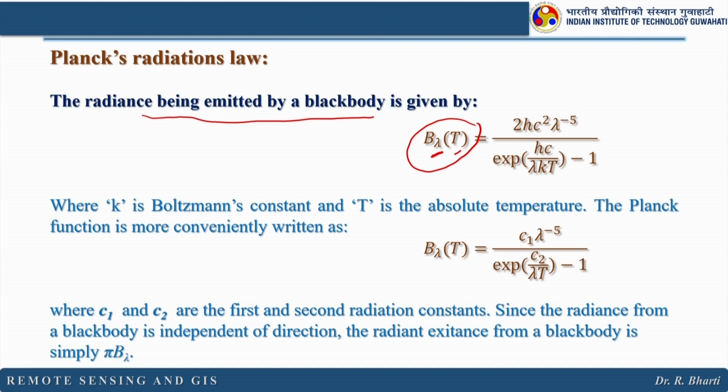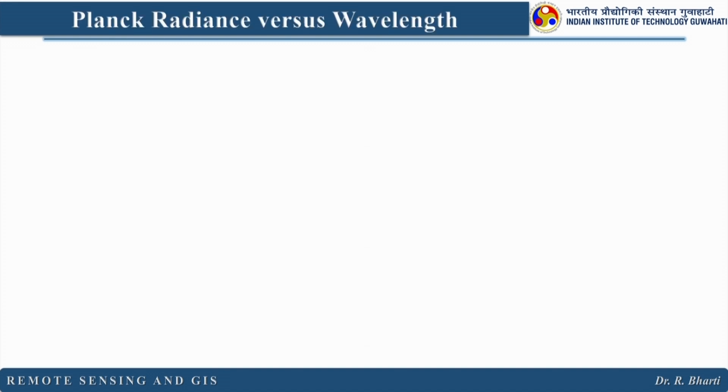So if you change the wavelength or if you change the temperature, your radiance will be different. This is very important to understand. This is why we have a different spectral response at different wavelengths. If the wavelength changes, the material response changes, and if we change the temperature, there may be a change in the spectra. Planck radiance versus wavelength.